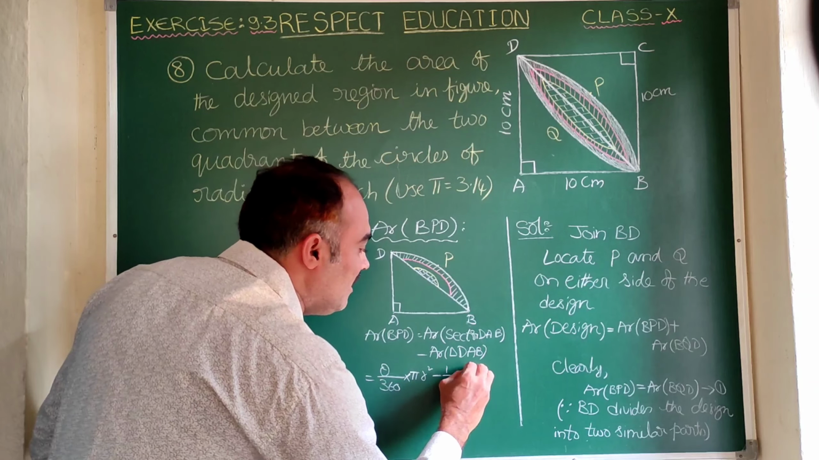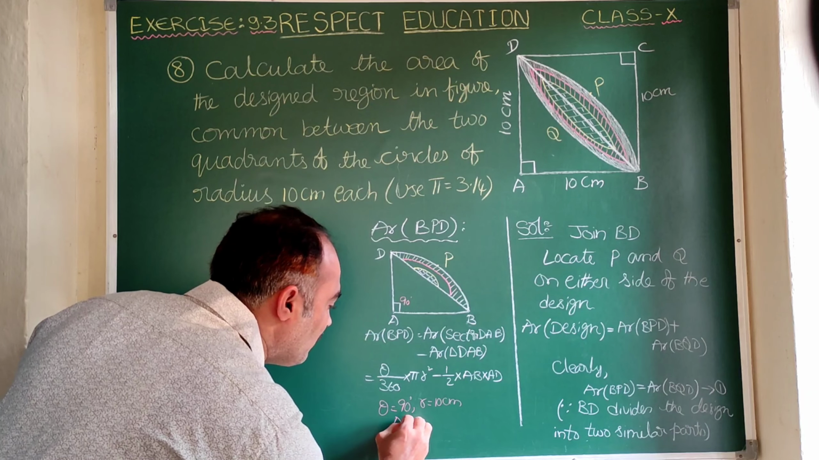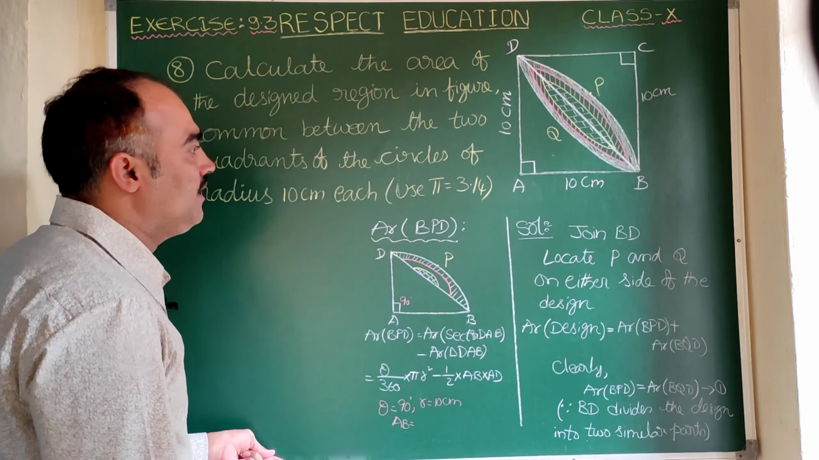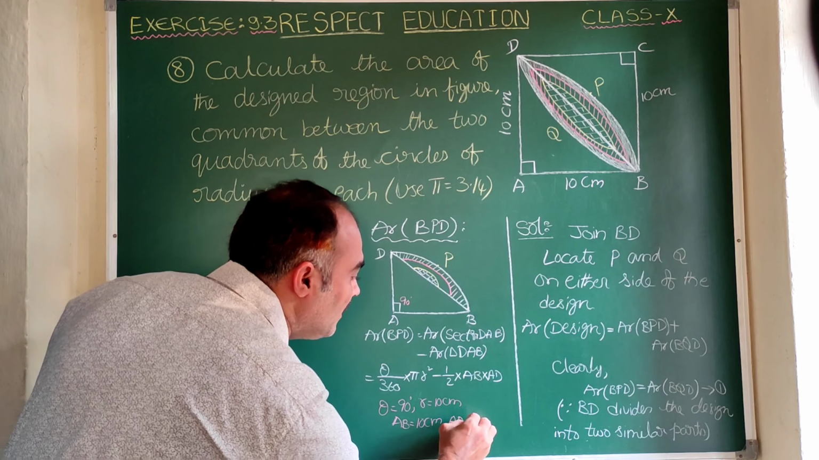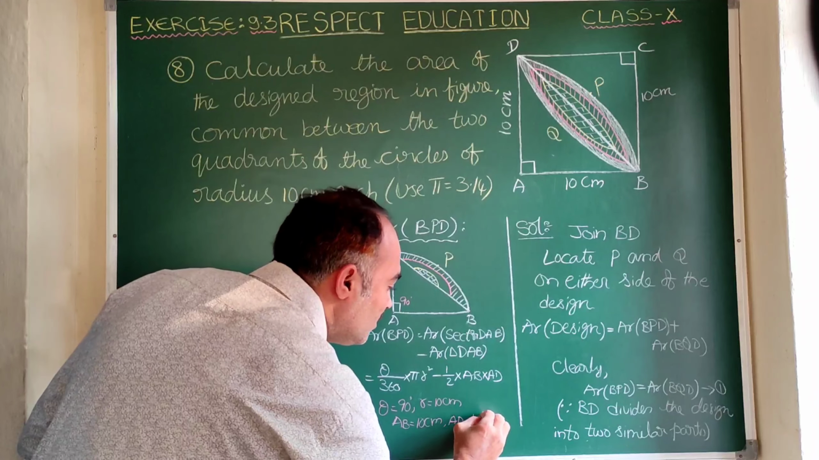Since it is a quadrant, here theta is 90 degrees. And radius R is given clearly: quadrant of a circle whose radius is 10 centimeters. So here R is equal to 10 centimeter. AB is nothing but the radius of the circle, so we can take AB as 10 centimeter. Similarly AD, A to D, is also 10 centimeter. Now let us substitute these values in the formula.